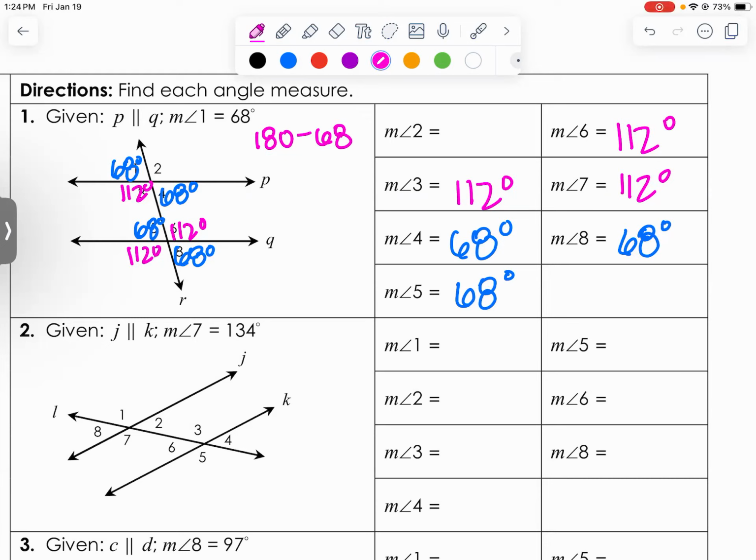What do you think goes there? Okay. What's angle 2? 112. It is alternate exterior with angle 7. We are so smart.